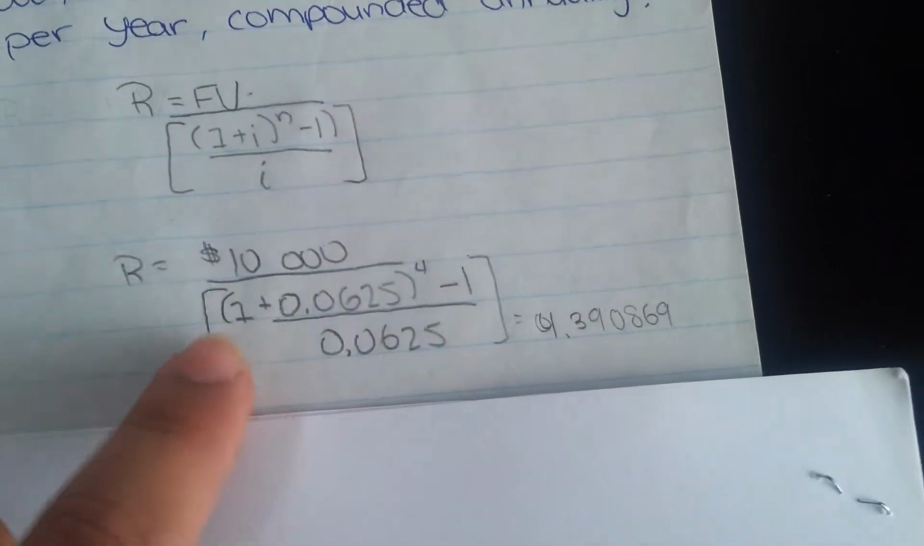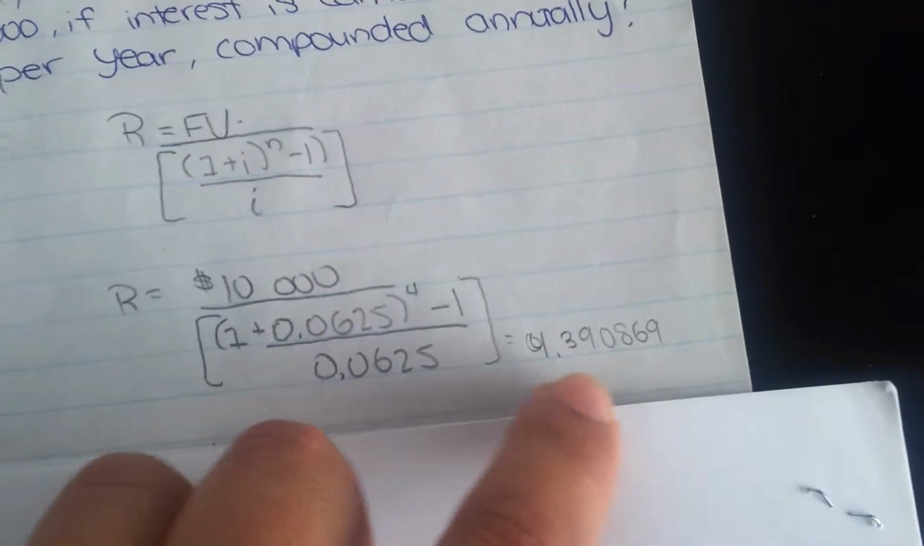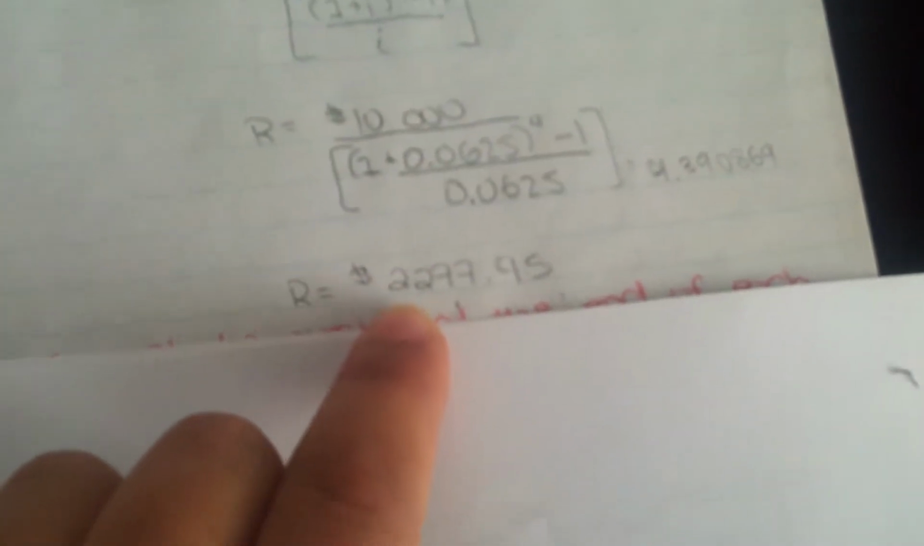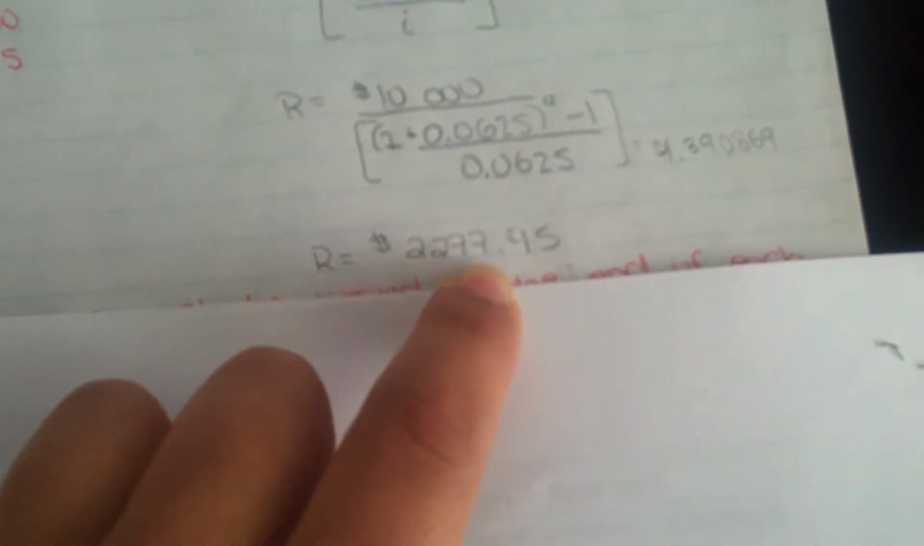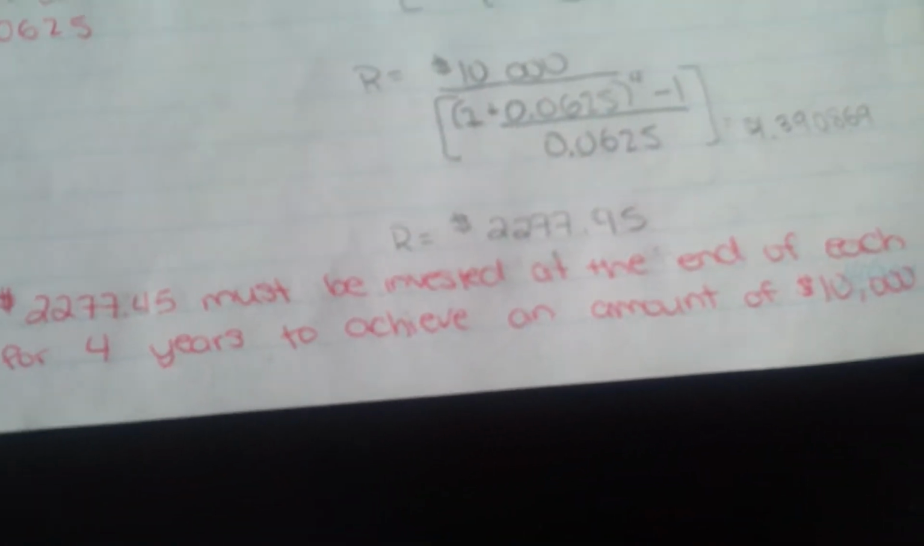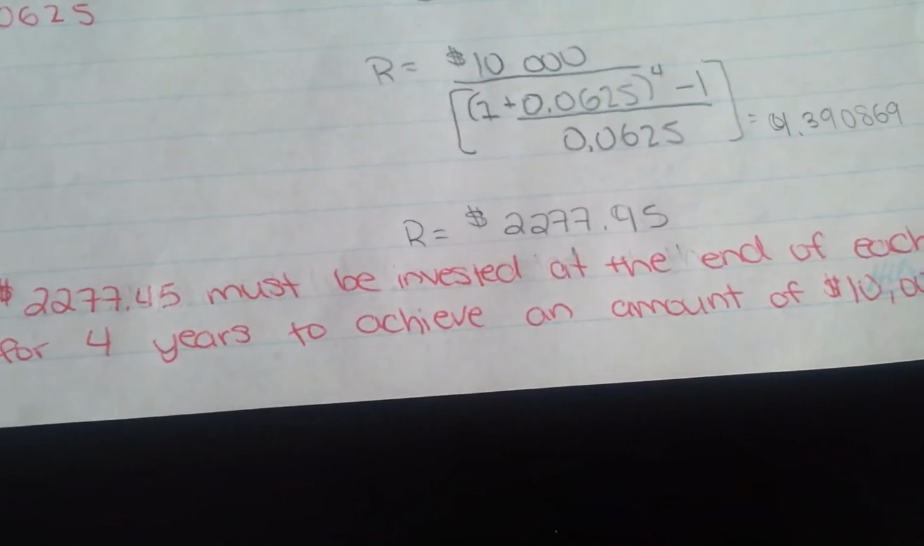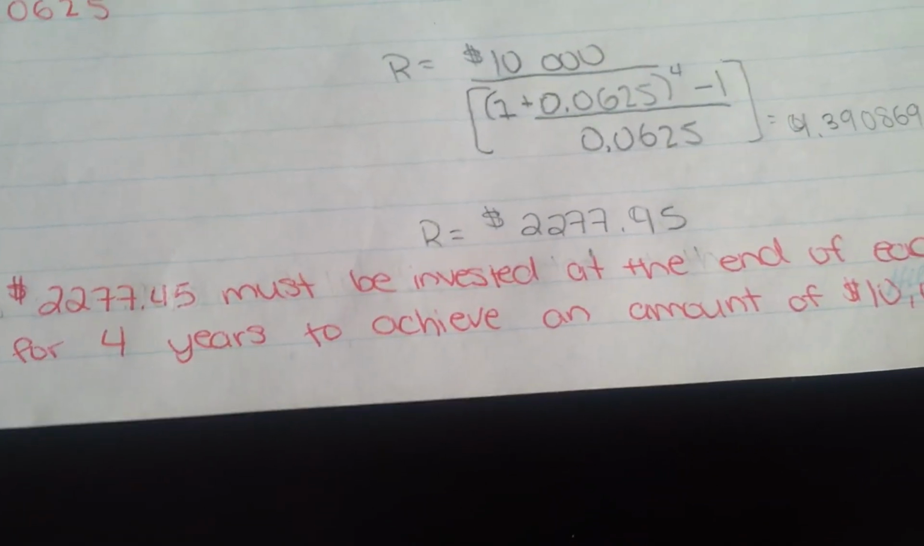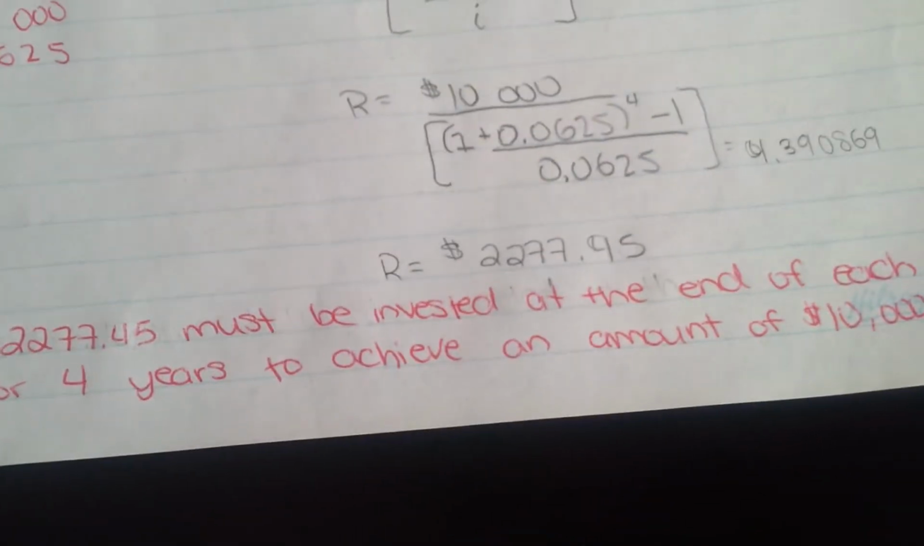That is 4.390869. And I just do 10,000 divided by 4.390869, and your final answer should be 2,277.45. To achieve a 4 plus, a therefore statement must be given, and the therefore statement is: therefore, $2,277.45 must be invested at the end of each year for 4 years to achieve an amount of $10,000.